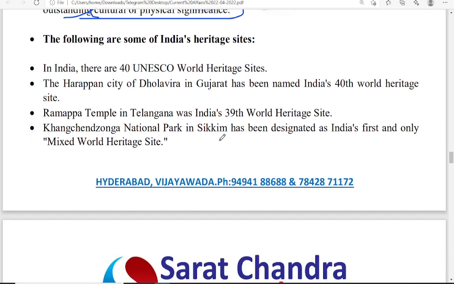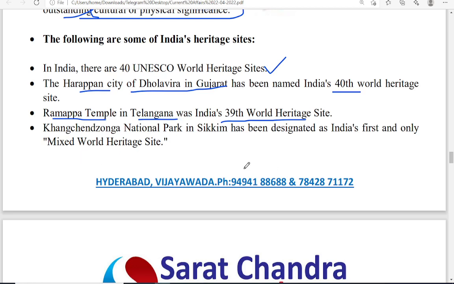As of now, India has 40 UNESCO World Heritage Sites. Recently, the 40th one is the Dholavira site in Gujarat. This is one of the Indus Valley Civilization sites, and it has been named a World Heritage Site. That is the 40th. Earlier, the 39th World Heritage Site was the Ramappa Temple of Telangana.